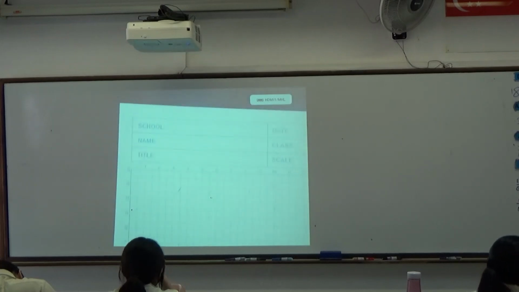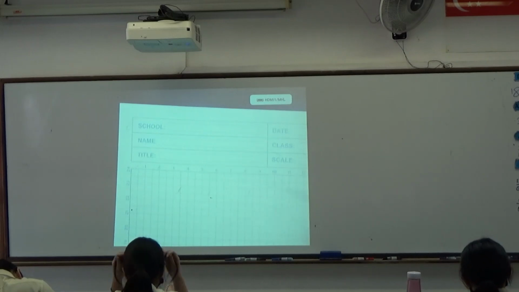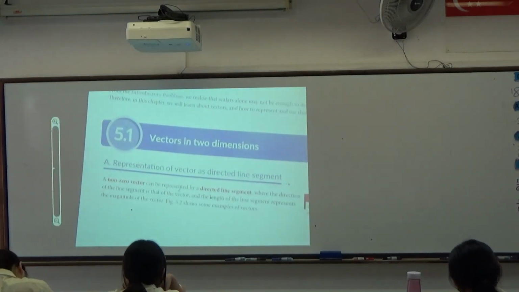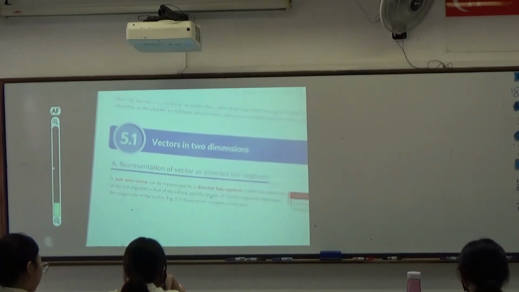Okay, so in your grid paper, we will start off by looking at vectors in 2 dimensions. I know that you don't have your textbook, so for tomorrow onwards, please bring your volume B textbook instead of volume A.